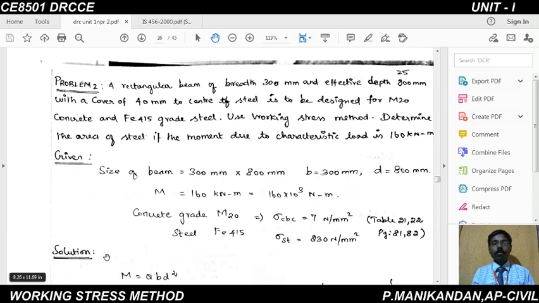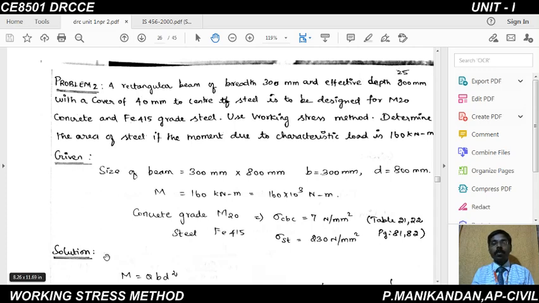Let's see the problem. The question is: a rectangular beam of breadth 300 mm and effective depth 800 mm with a cover of 40 mm to center of steel is to be designed for M20 concrete and Fe 415 steel using working stress method. Determine the area of steel if the moment due to the characteristic load is 160 kilonewton meter.